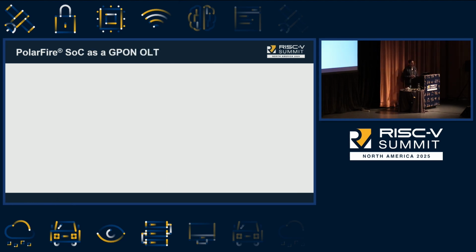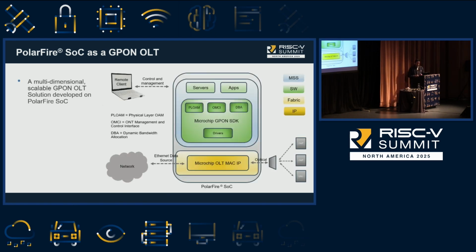So we built the PolarFire SoC as a GPON OLT device in the current application. This solution is a multi-dimensional scalable GPON OLT solution that is developed. It is multi-dimensional scalable because it can be scaled to multiple copies. We can have multiple copies of the OLT MAC IP, and then we can have multiple copies of this SoC also in a final board for a final solution. There are other ways also this solution is scalable, as we will see.